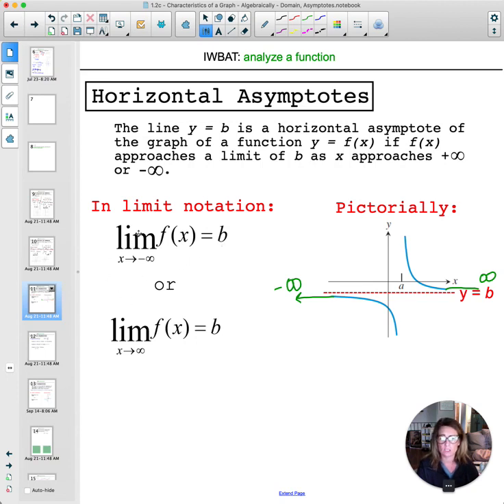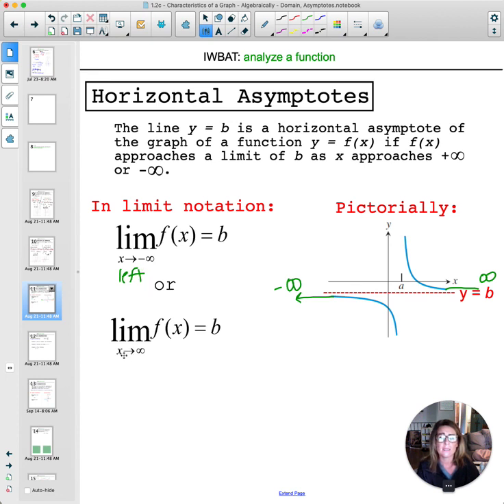This is limit notation. So this is our introduction to writing in limit notation. We will use this more as the year goes on, but this is read the limit as x approaches negative infinity. So as we're going to the left side of the graph, as your x's are getting more and more negative, -1, -10, -100, -1,000, -1,000,000, they're getting closer and closer to negative infinity, the function is approaching this number, whatever it is. So this is really talking about the left side of the graph.